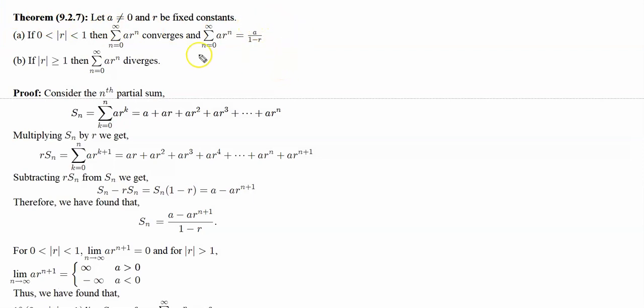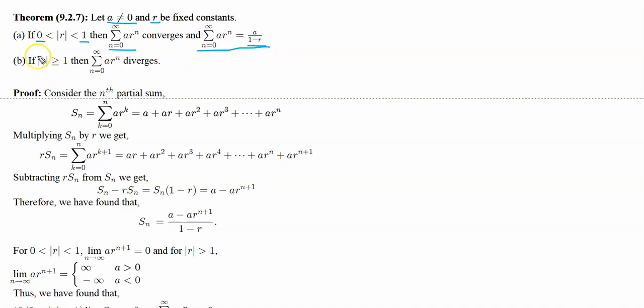So let's consider this theorem. If we start out with a fixed constant a that does not equal 0 and r, then if the absolute value of r is between 0 and 1, then this geometric series does converge. And in fact, it converges to a divided by 1 minus r. So we do actually know what this series converges to.